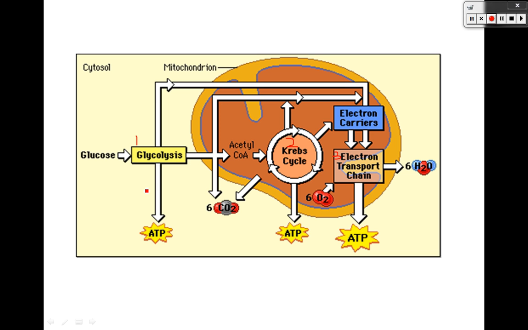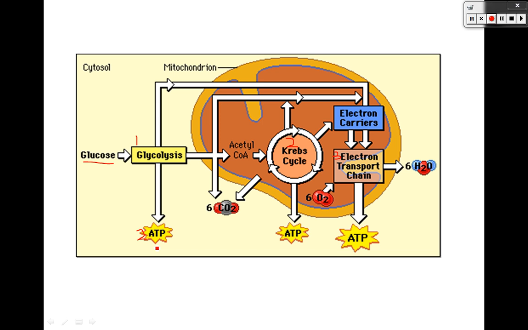Okay, so let's look at what's happening. So the first thing that happens is the glucose is broken down. So here's our glucose in a process called glycolysis, okay? And that process forms 2 ATP molecules after the whole shebang is done.